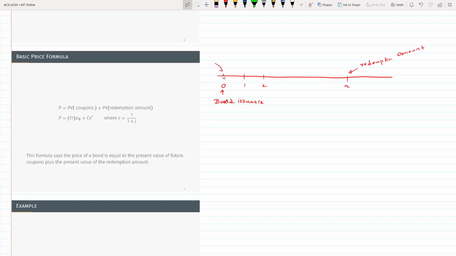So here, this is the point where the buyer pays P to buy the bond, and then you will have these coupons. So let's say this is a coupon, this is a coupon, and here you also have a coupon, but plus the redemption amount. Okay, so the last one you have the redemption amount too.